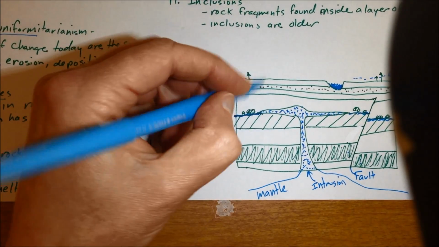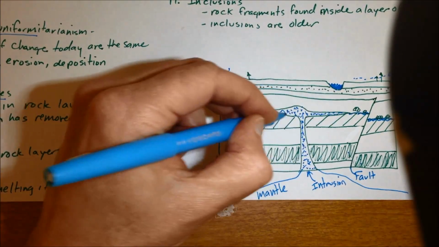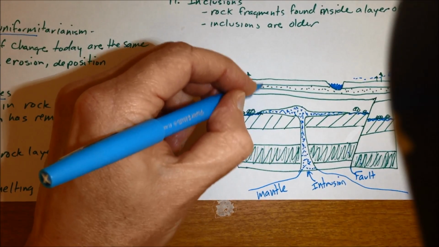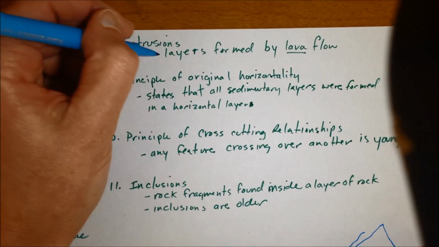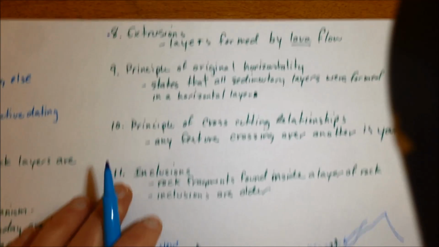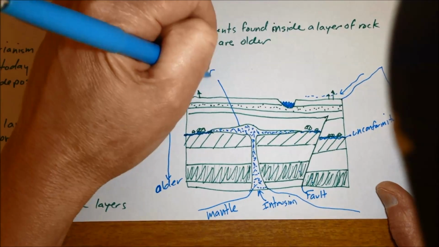If an intrusion actually makes it to the surface, and let's say this came out as a volcano here and poured along the surface before these layers were formed, that part at the top there would be the next term, which is called an extrusion. Layers that are formed by lava flow, when you have an intrusion that flows all the way to the surface.